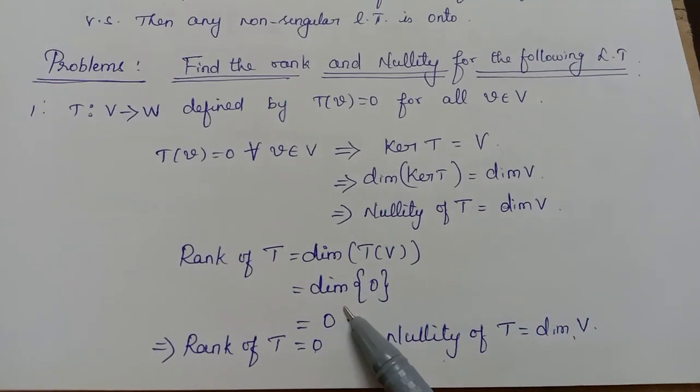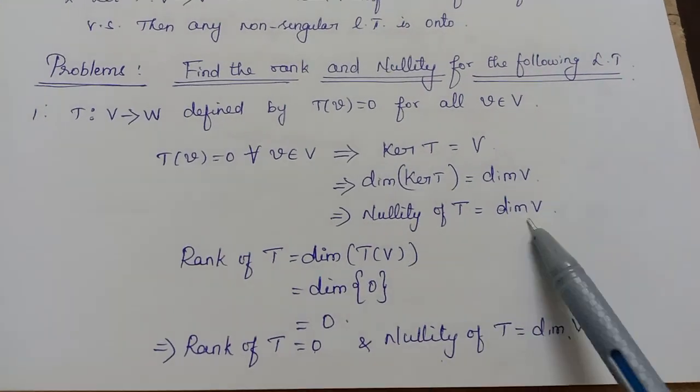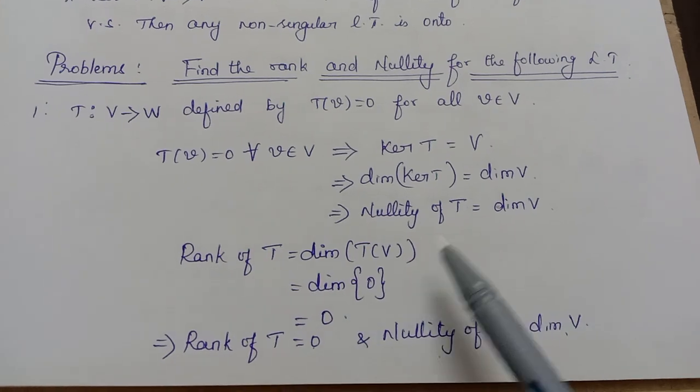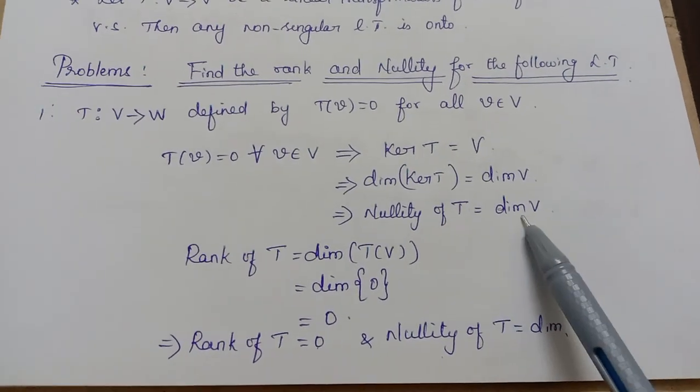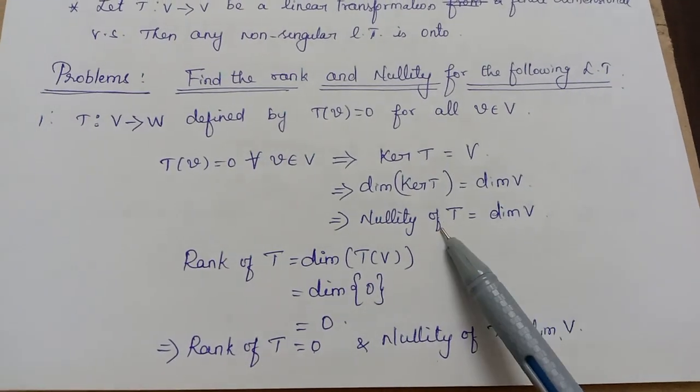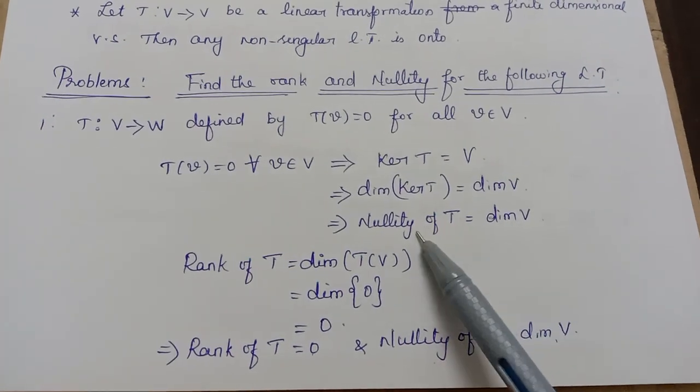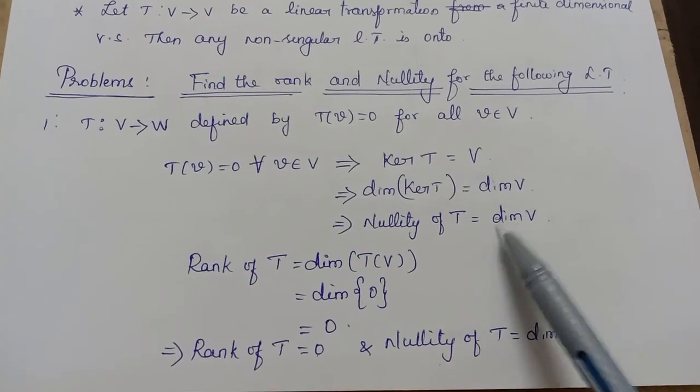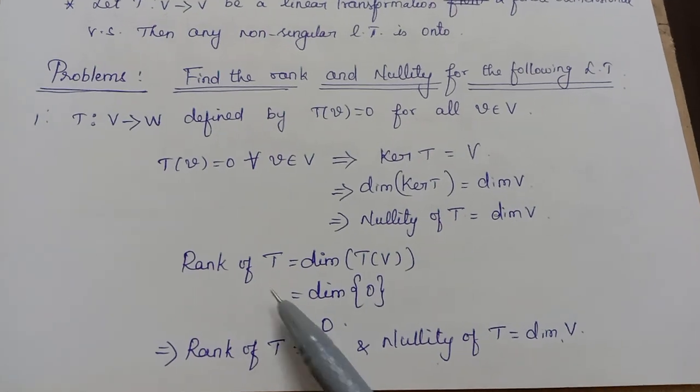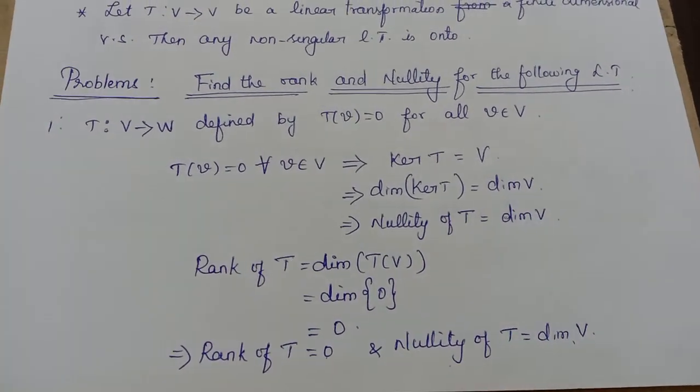If you find the rank first, then you directly write nullity equal to dimension of V, because this is 0, no? So, directly what can you write? Nullity equal to dimension of V. Otherwise, if you find the nullity first, and it equals dimension of V, then obviously what will become? The rank. Rank will become 0. Okay, right.